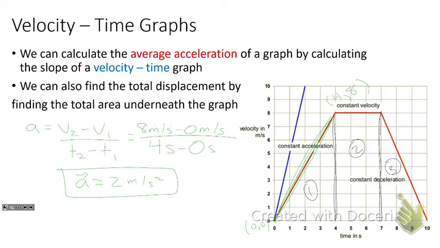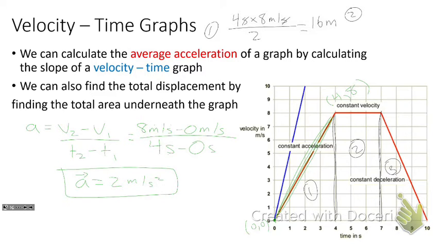That is the acceleration between 0 and 4 seconds. The second thing you were asked to do was to find the total displacement. For that we just need to find the area underneath the graph. We've already broken this up into shapes. Shape 1 has a length of 4 seconds and a height of 8 meters per second. So 4 seconds times 8 meters per second divided by 2, because it's a triangle. Seconds will cancel. 4 times 8 is 32, divided by 2 is 16 meters for shape 1.